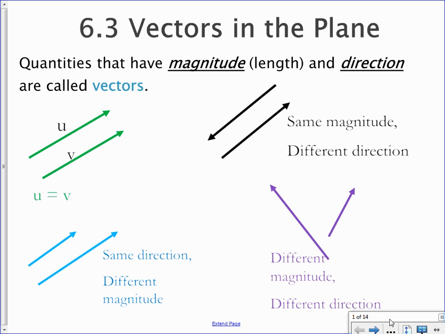These vectors are of the same direction. They're going the same way, they're parallel, but they are of different magnitudes. One is longer than the other. And these two vectors have nothing similar about them at all. They're going in different directions. They do not have the same magnitude.